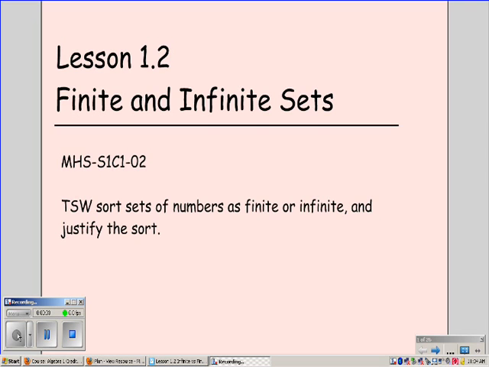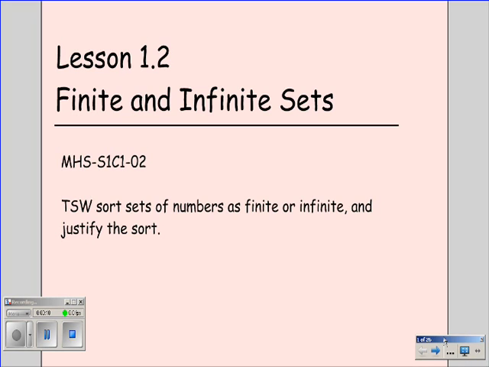Hello and welcome to lesson 1.2 on finite and infinite number sets. Today's objective is that we will sort sets of numbers as finite or infinite and justify that sort. So really we're going to be looking at a given number set and determining whether it's a finite set of numbers or an infinite set of numbers.